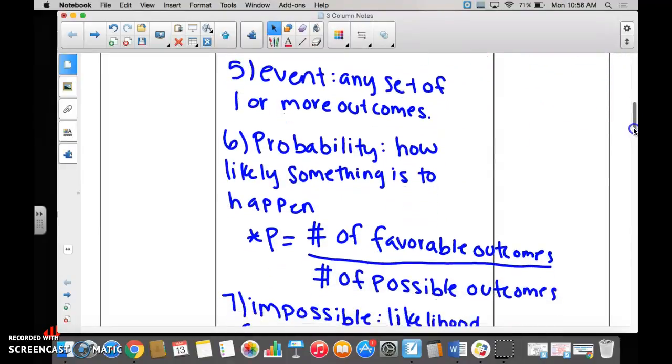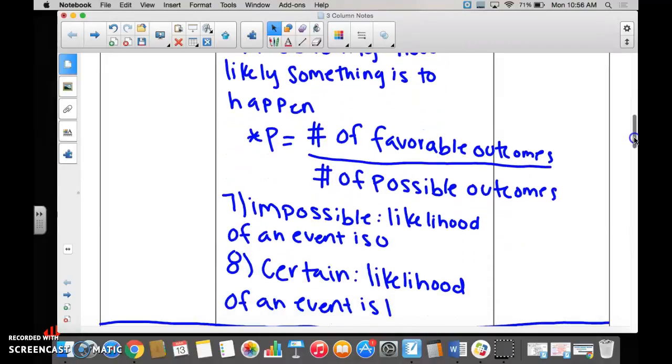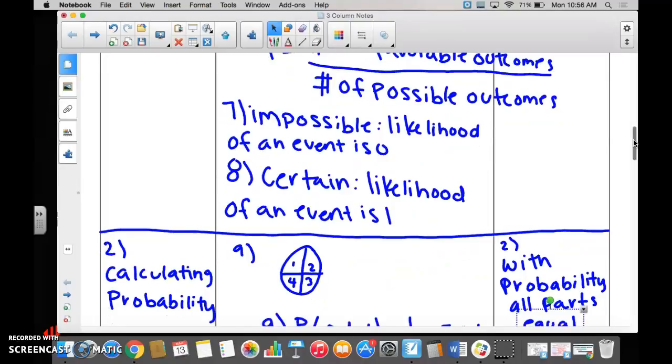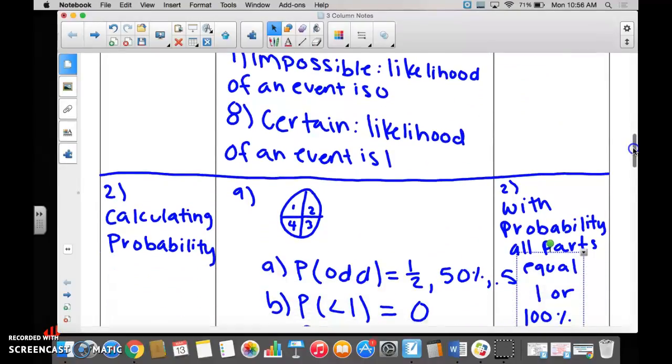If something is not going to happen, what is that called, Matt? What was that vocab word for that? Something that's not going to happen. There's a 0% chance that that'll happen. It's impossible. Impossible.